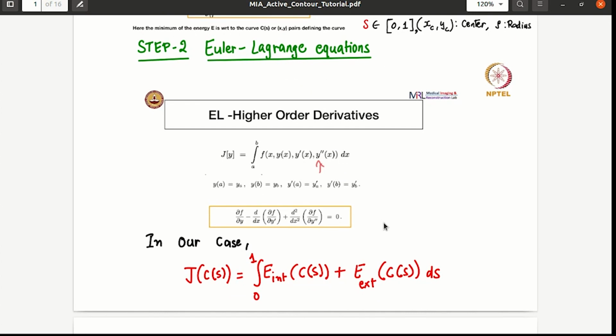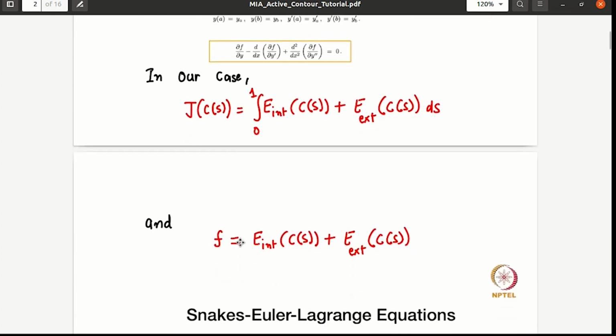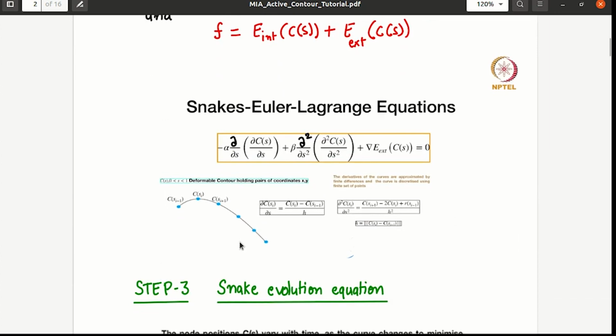To find the optimum C, we have to solve Euler-Lagrange equation involving second order terms. Here is the formula for it. The value of J and F here, in our case, would be these. So, on plugging these expressions, we get Euler-Lagrange equation as shown here.